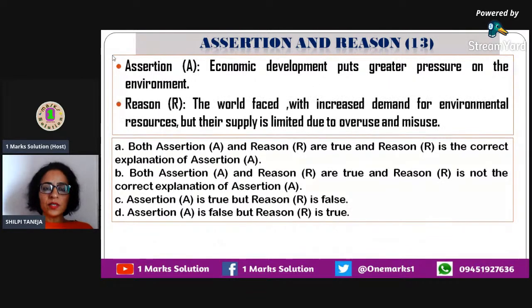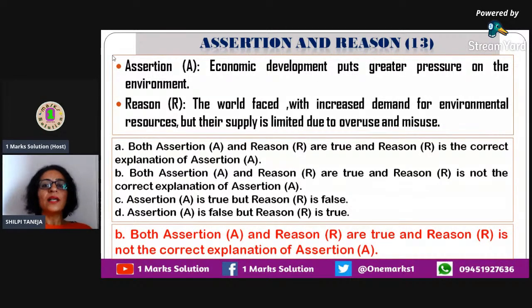Next question, assertion says economic development puts greater pressure on the environment. Economic development, whatever development is going on in the economy, that is definitely leading a pressure to the environment, right? No doubt. Reason says the world faced with increased demand for environmental resources, but their supply is limited due to overuse and misuse. Because we are overusing as well as we are misusing the resources, that's why it is leading to environmental crisis. So both the statements are true.